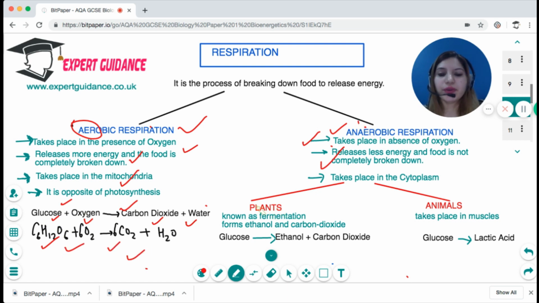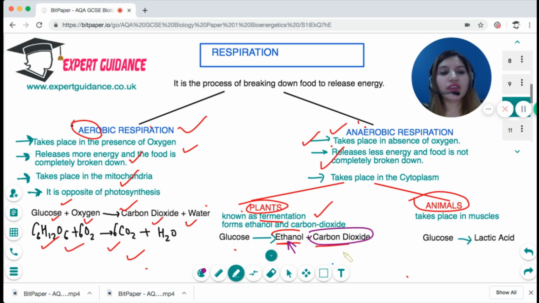For anaerobic respiration, there are two types, one in plants and one in animals. The anaerobic respiration in plants is fermentation, where glucose breaks down to form ethanol and carbon dioxide. And this is a very important process that takes place industrially to produce alcohol from yeast. So we take yeast and we give it glucose, and the yeast has the enzyme which converts glucose into ethanol. The second importance of this reaction is that it produces carbon dioxide, which is the baker's friend. So yeast is known as the baker's friend because yeast converts all the sugar and makes carbon dioxide. This carbon dioxide rises and makes the dough soft.